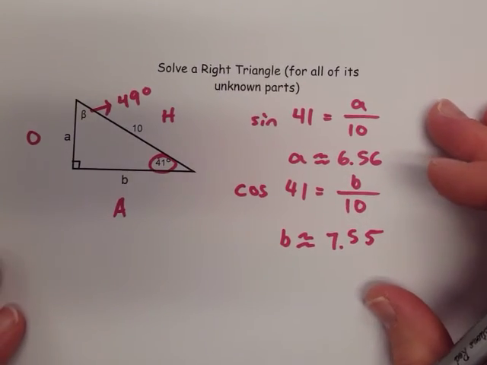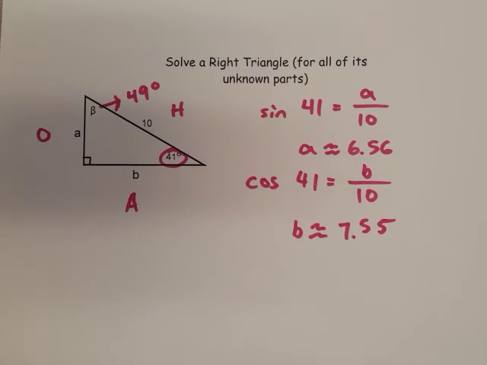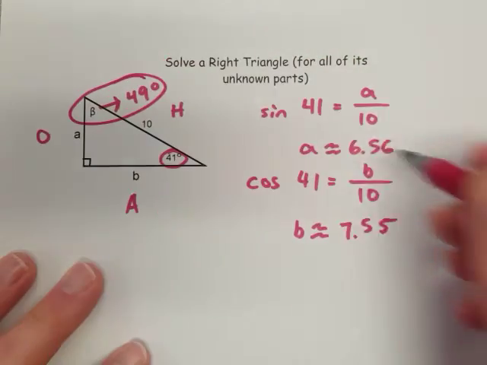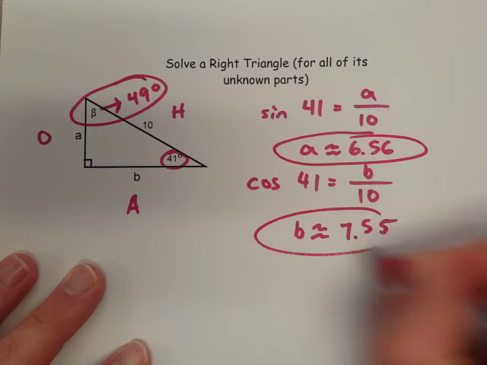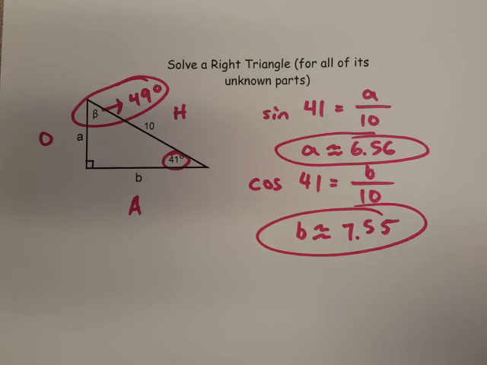And so that is one example of solving a right triangle. It means to find all the missing pieces. So now we have an angle and we have the 2 sides that we just found to get the remaining 3.